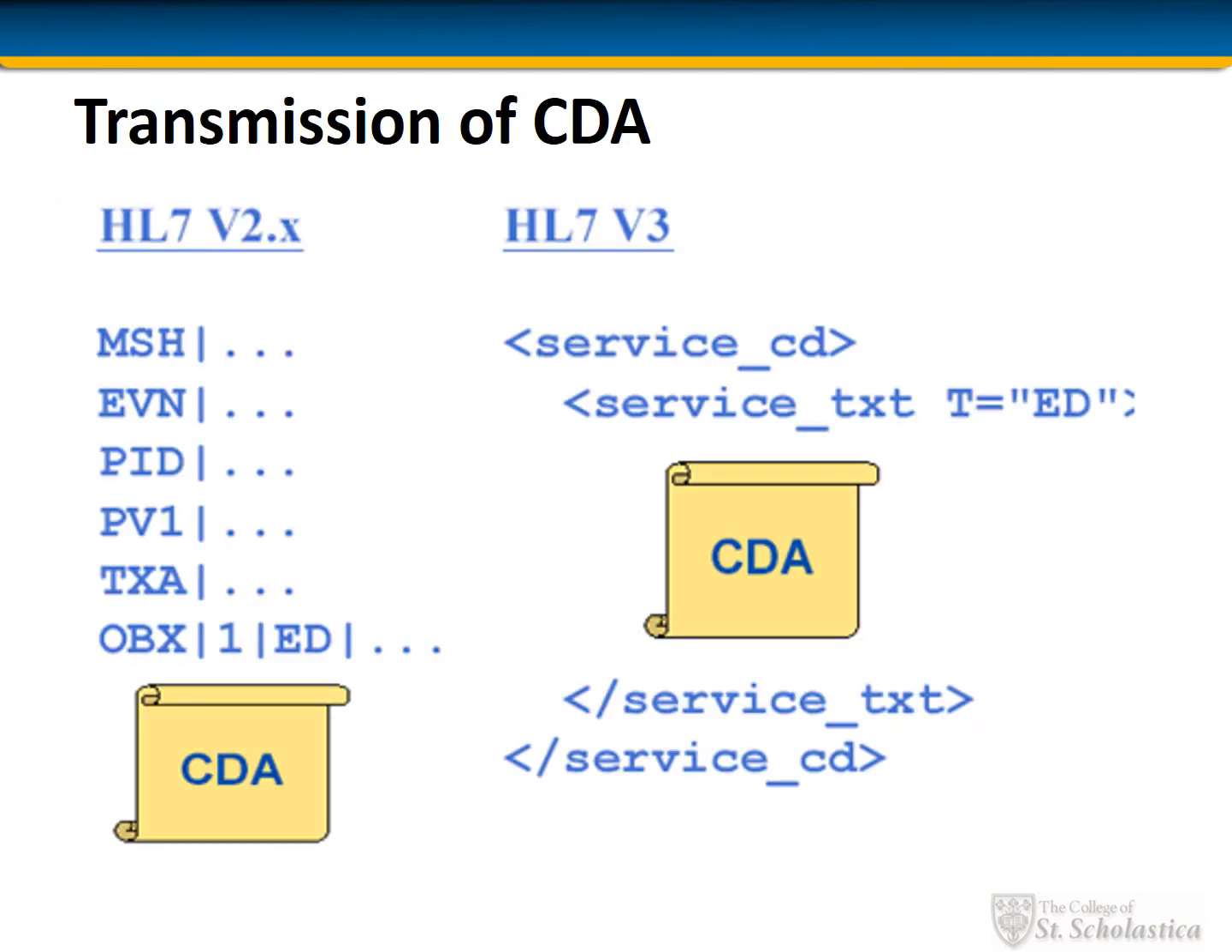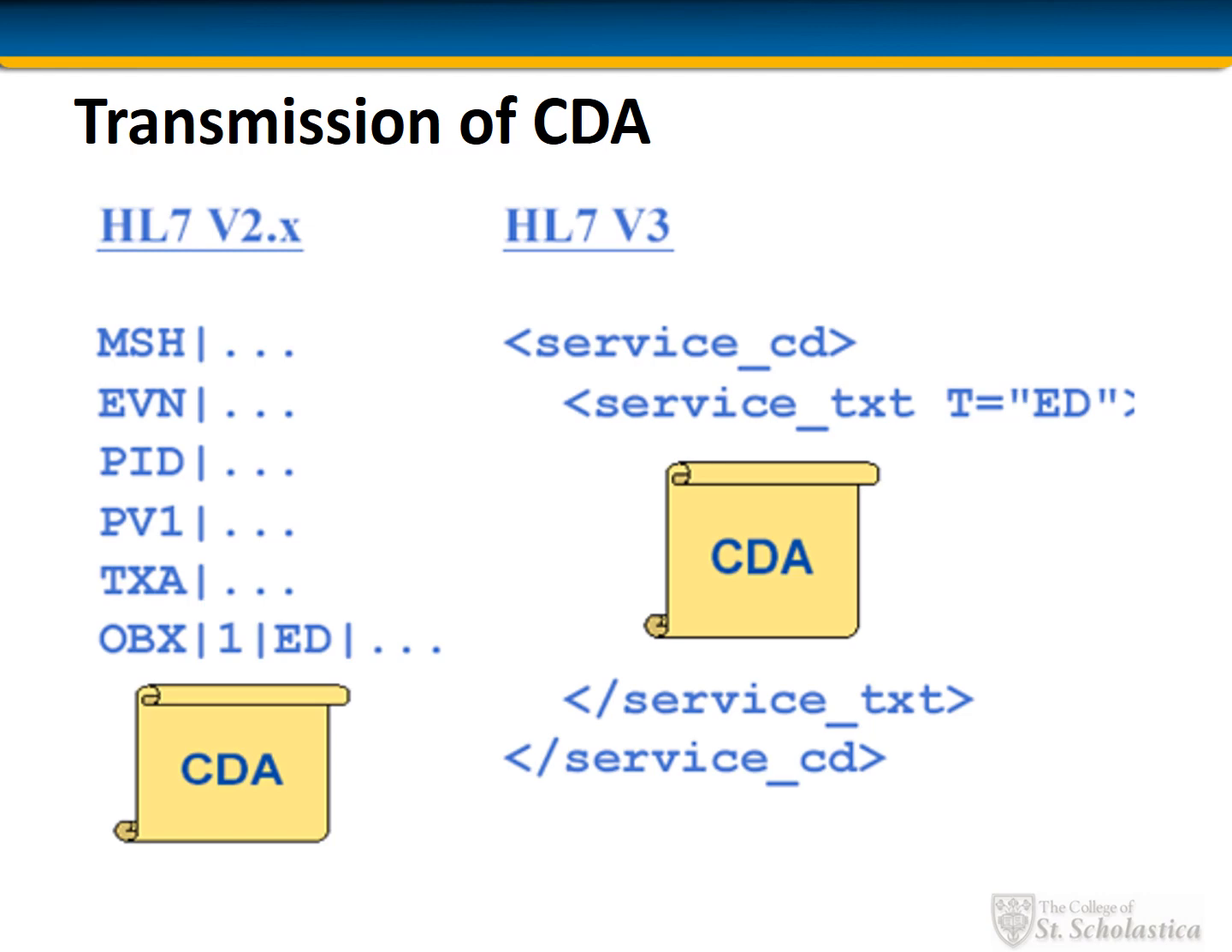This slide on transmission of CDA illustrates what an HL7 version 2.x message looks like. There's the message header, the event, the patient identifier, etc., and then an OBX segment, which we said was an observation segment, that says, in this example, there is one attachment and it is an emergency department report. This then essentially references the CDA as an attachment.